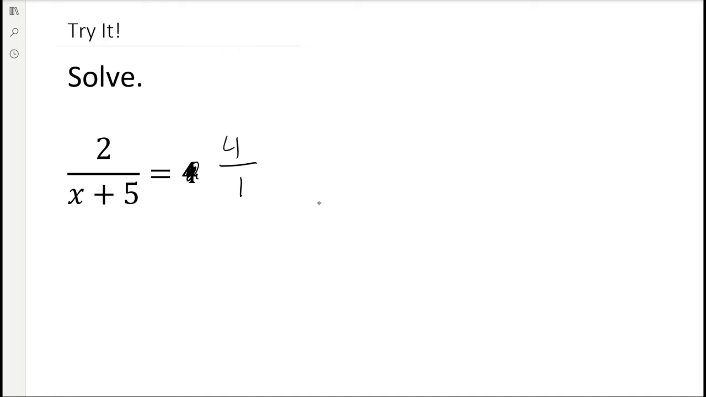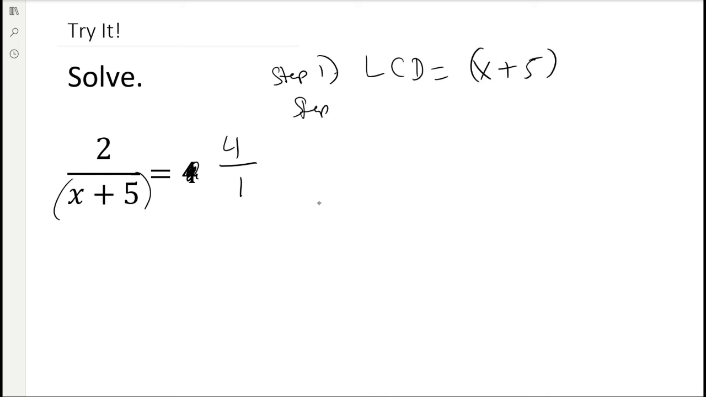So now if we look at step 1, our LCD is simply going to be x plus 5, since the 1 doesn't really do anything for us. So our LCD is just x plus 5. So step 2, again, we're going to skip step 2 because we're not adding or subtracting fractions here on either side. So then step 3, we'll go ahead and multiply both sides by the LCD, which is x plus 5.